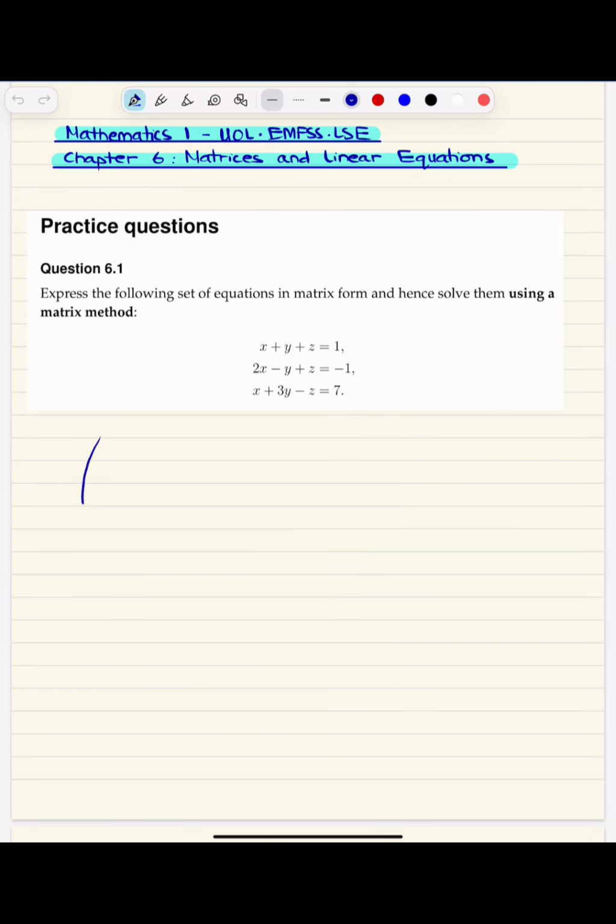So let's first convert this in matrix form. 1, 1, 1, 2, minus 1, 1, 1, 3, minus 1. We have three equations and three unknowns, x, y, z, and we have a column vector 1, minus 1, 7.